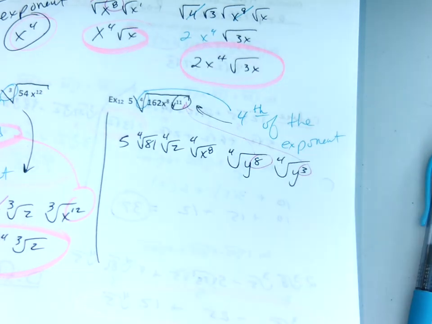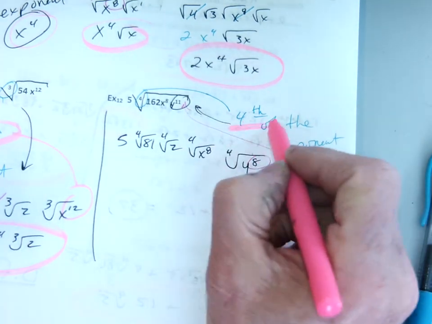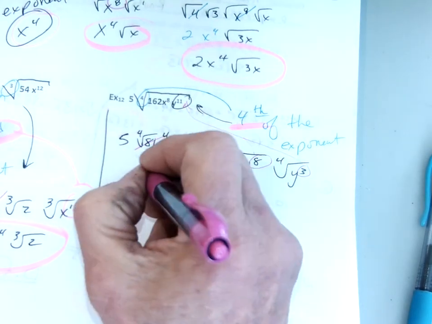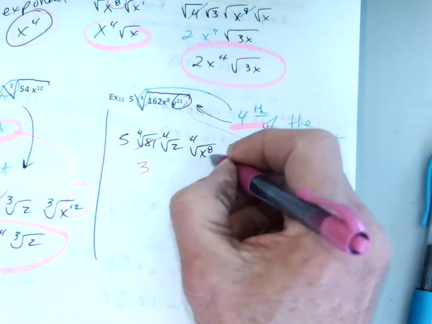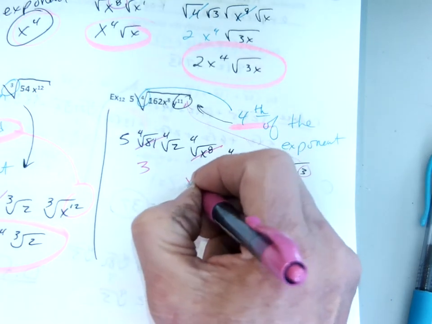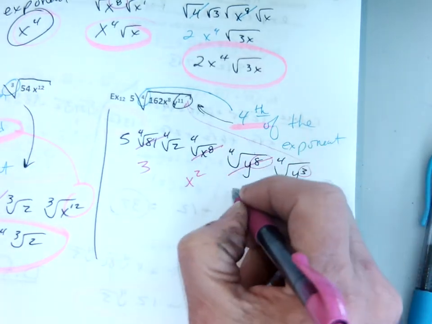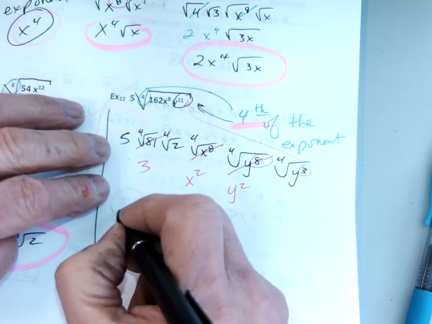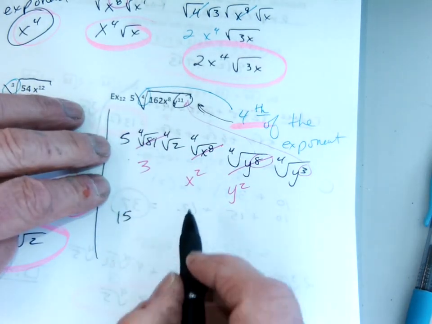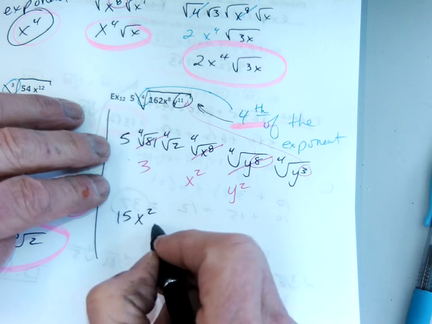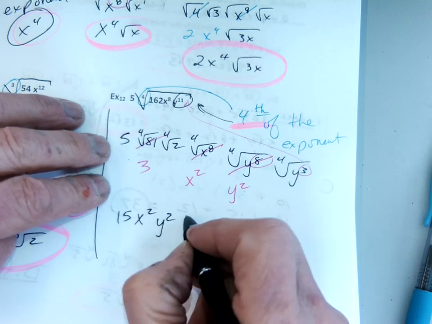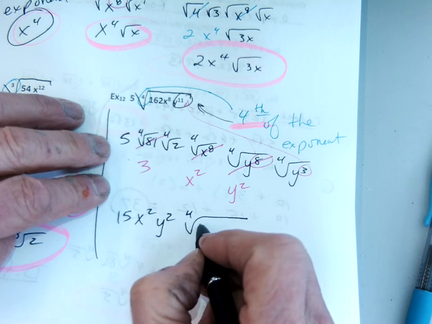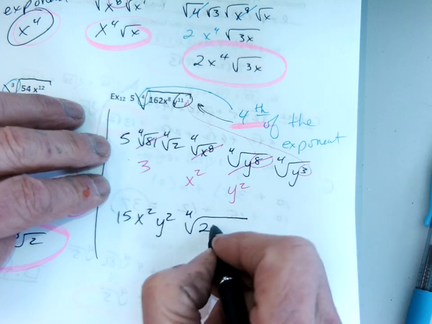Now I can take a fourth. Let's see what I have. First of all, that makes a 3. I'll take a fourth of that, x squared. Take a fourth of that, y squared. Now what's left over? 5 times 3 is 15. X squared, y squared, and I'm left with a 4th root of 2 y to the 3rd.